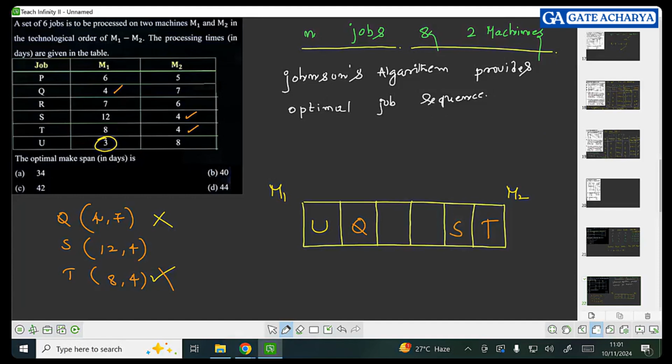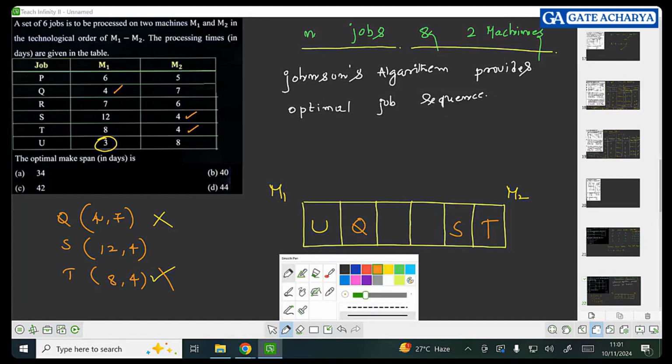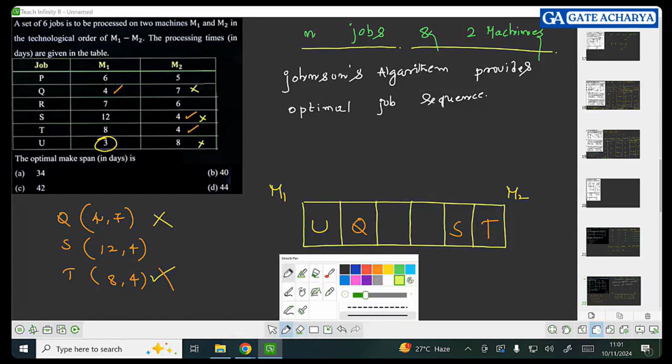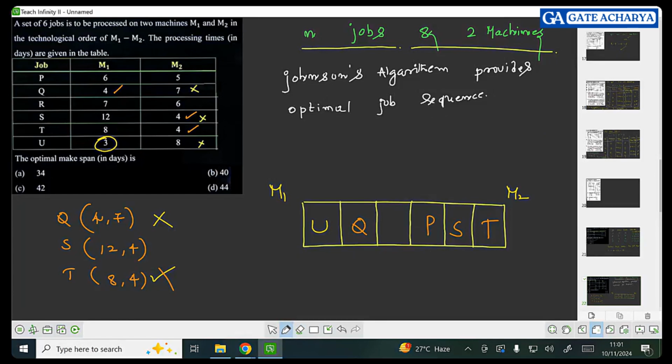So now what you just saw, make a small strike off so that you finish this, this, and this. Now what are the rest? P and then R jobs. Which one has the lowest processing time? 5. Which side is it? 5 only, right? So M2. P is M2 side. Then next is R. This is your job sequence, the optimal job sequence by Johnson's algorithm.